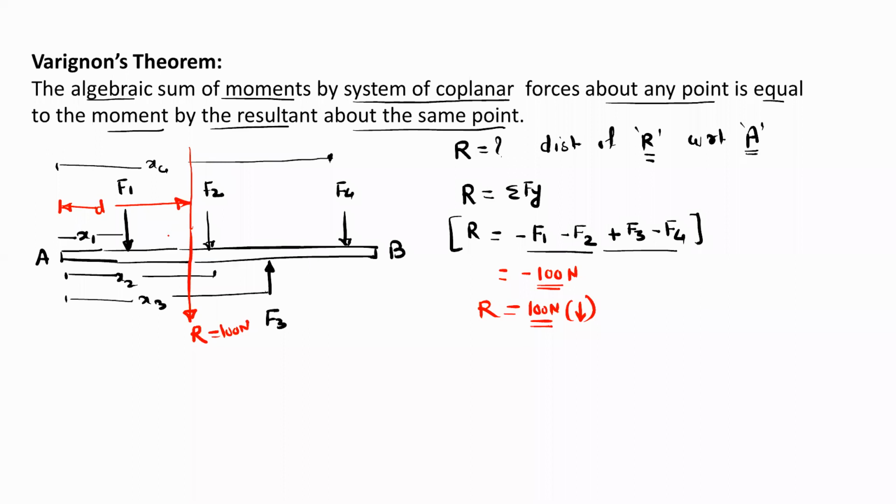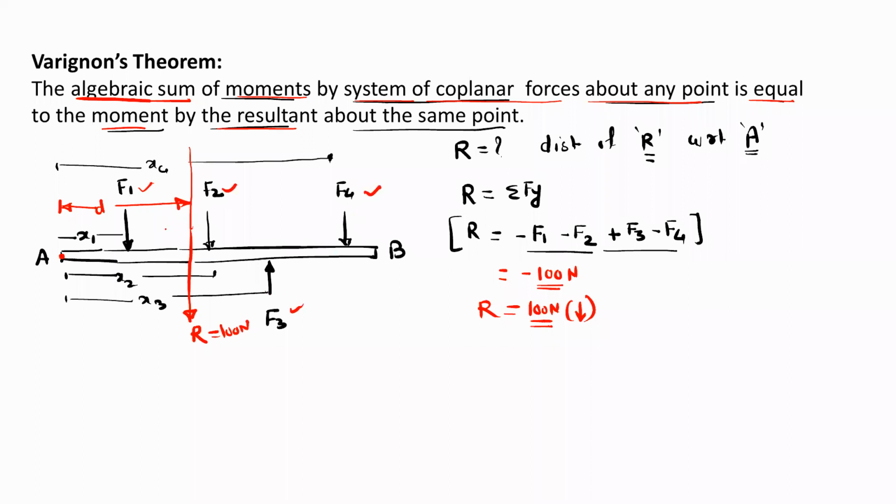Now we will use Varignon's theorem. What is the statement? The algebraic sum of the moments by the system of coplanar forces about any point is equal to the moment by the resultant about the same point. That means we need to take the moment by each individual force about the given point. So let us take the point A. Then we have to add all such moments, that is the moment by the system of forces, and equate that with the moment by the resultant. So consider the system of forces F1, F2, F3 and F4.